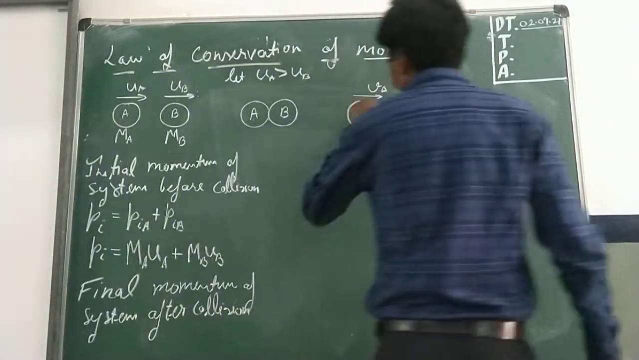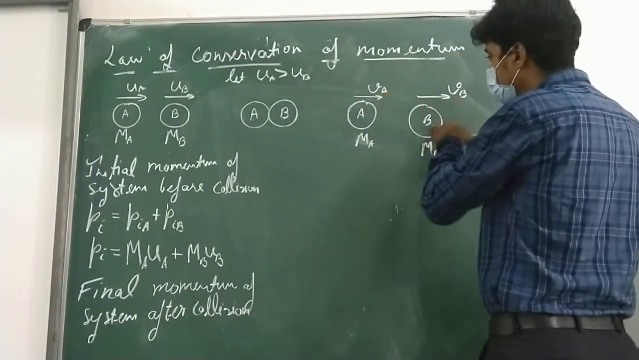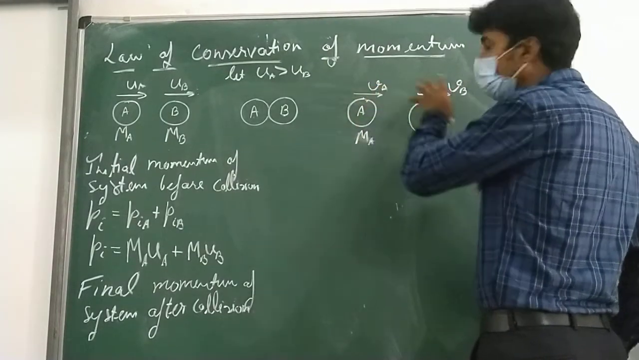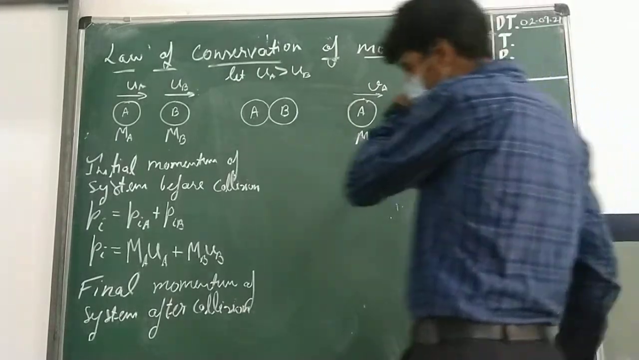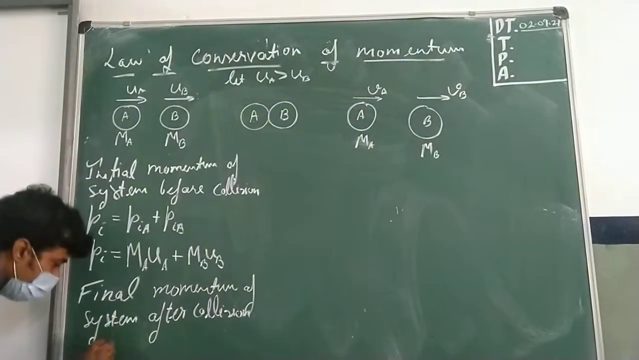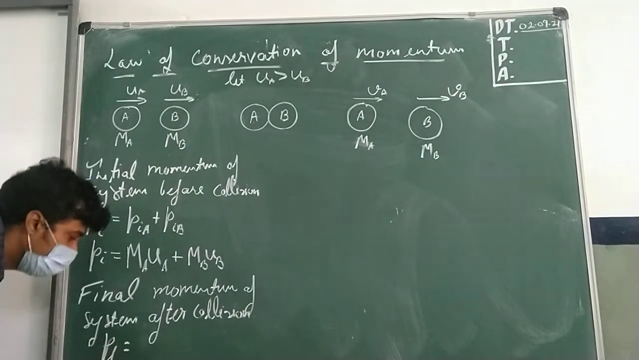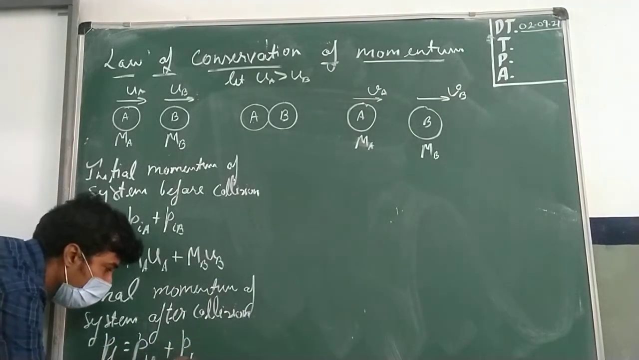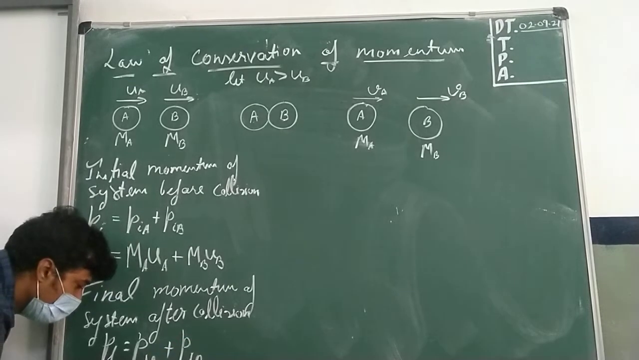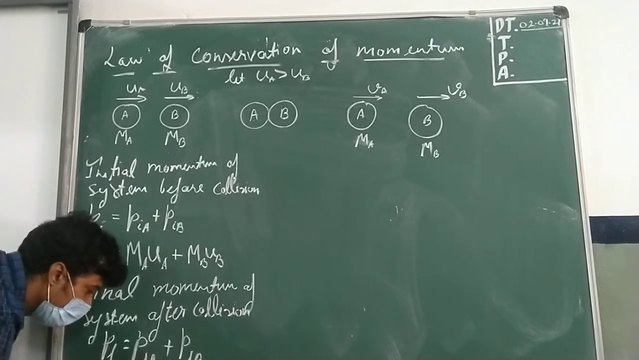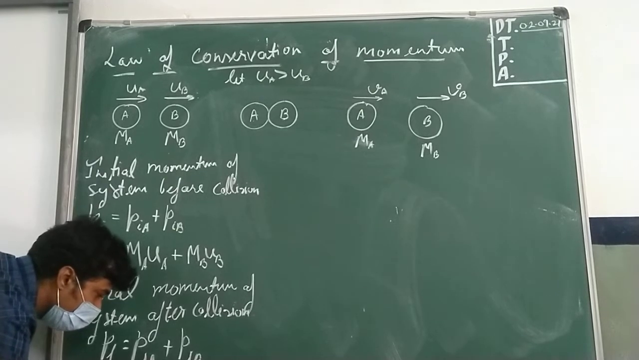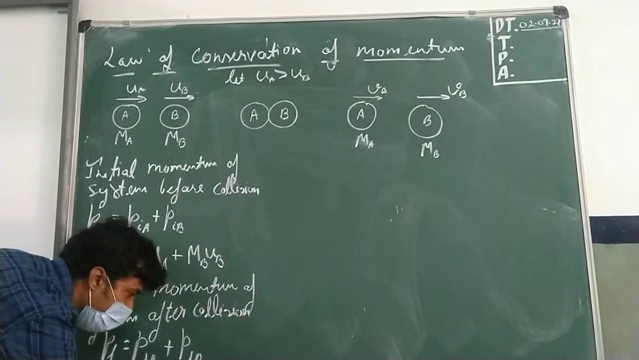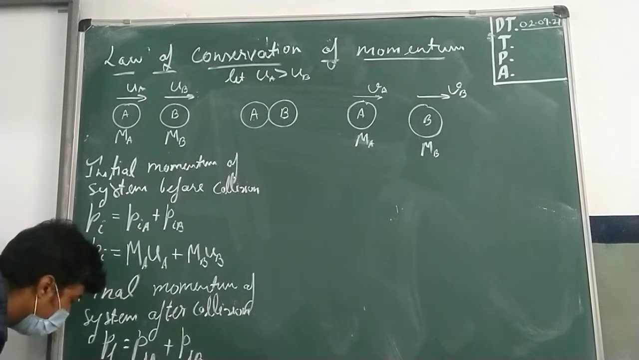This body A is moving with velocity Va. This body B is moving with velocity Vb. The momentum of A will be MAVA. Momentum of B will be MBVB. Yes or no? The system has P final. P final is equal to P final of A plus P final of B, that is equal to MA VA plus MB VB. Yes or no? It is P final.